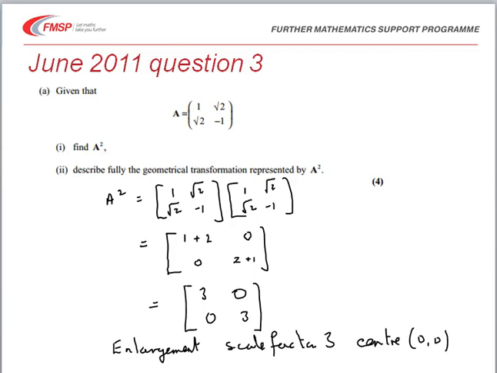The marking for this part of the question was a method mark and an A mark for calculating A squared, and then 2 B marks, one for saying enlargement and a second one for getting both of these parts into the description. So the scale factor 3 and the center, the origin. So a total there of 4 marks for section A of the question.